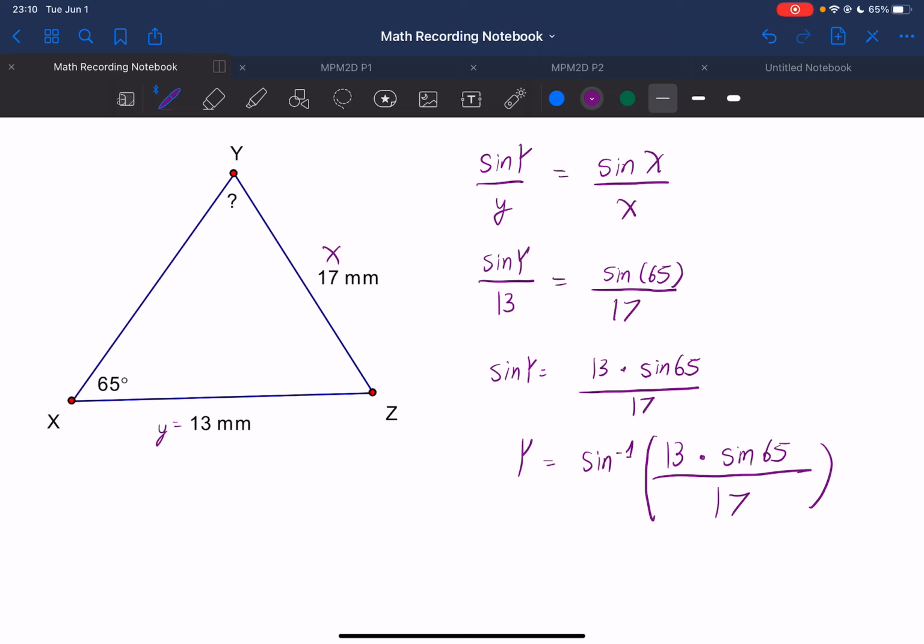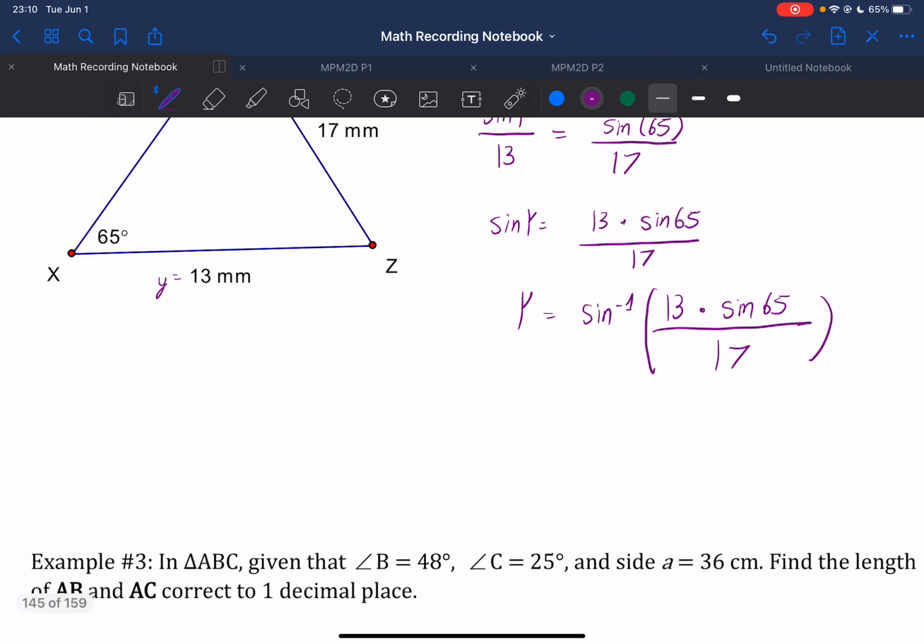You input that into your calculator. Make sure that you have all the brackets in the right spot. Remember, your calculator only does what you instruct it to do. What we end up getting is y equals 43.87 degrees. Again, we always want to make sure our degrees are rounded to the nearest whole number. So y actually equals 44 degrees.